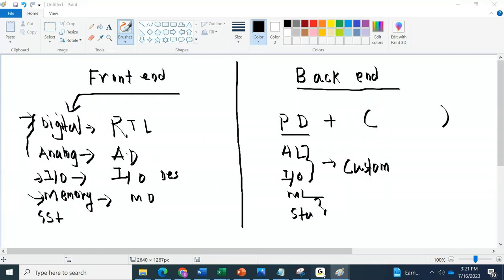Yeah, anybody want to ask? Okay. So this is analog design on the front end. Yeah, correct, this is the analog design. Okay, and so IO design, memory design, this standard cell design. Okay, sir.